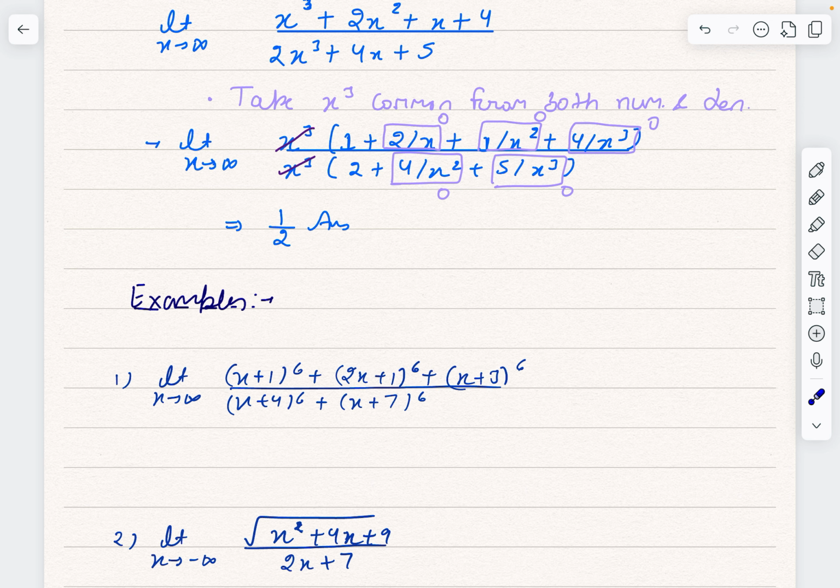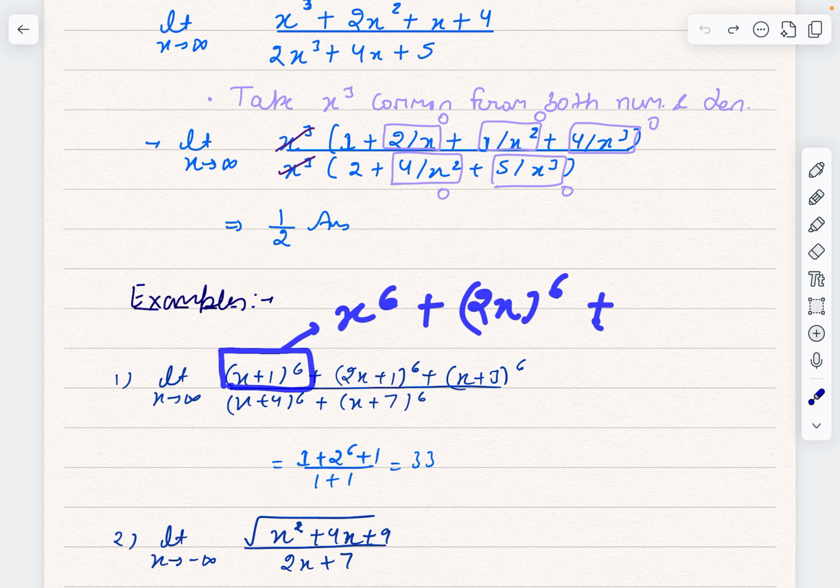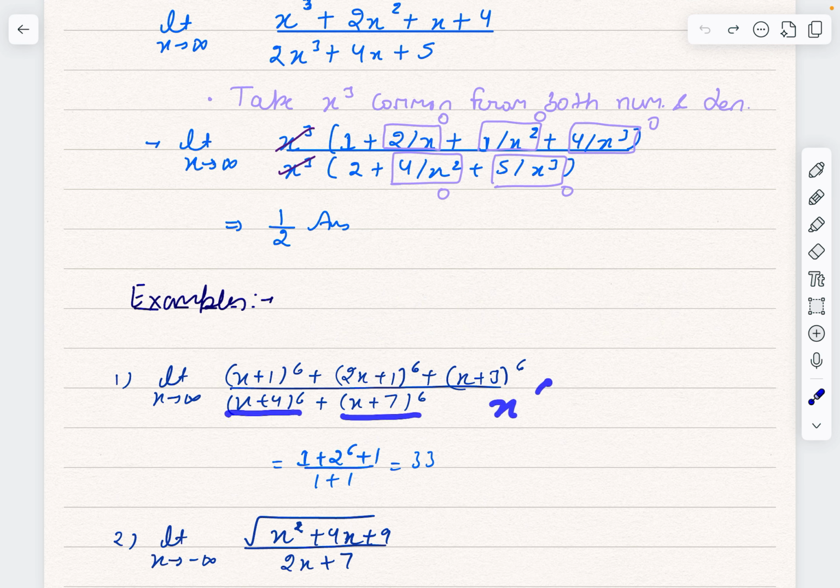Okay, now pause the video and give this problem a try. Let us start discussion now. So the answer for this problem is 33. You will see that the numerator will be a degree 6 polynomial, the denominator will be a degree 6 polynomial. Here, leading coefficient: here you get x power 6. Next you'll get 2x power 6. Next will again be x power 6. So the coefficient of x power 6 will become 1 plus 2 power 6 plus 1. In the denominator, it will just be x power 6 and x power 6.